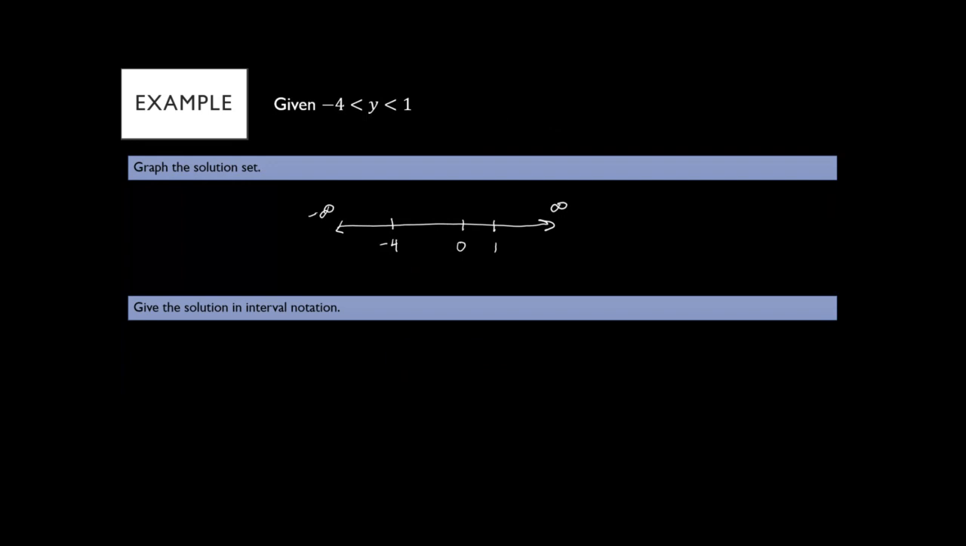I'm putting my endpoints -4 and 1, and I'm also putting 0 just for context so we know where things are. We're in between -4 and 1, so I'm going to shade that part. We have -4 is less than y. The less than is a parenthesis facing the shading. And y is less than 1, so that's a parenthesis facing the shading. So we have two parentheses here. In interval notation, reading left to right, we've got a parenthesis at -4. Then we stop shading at 1 with another parenthesis.